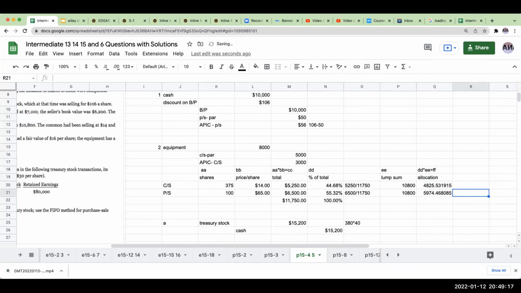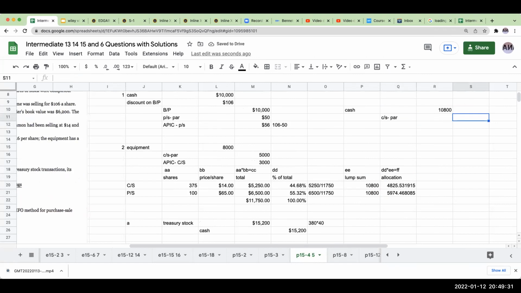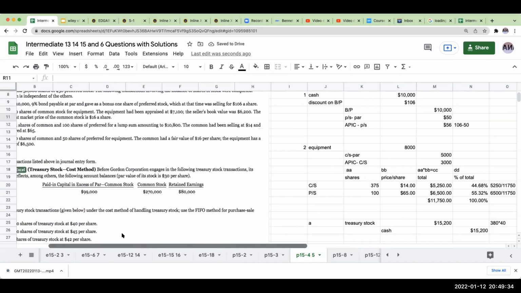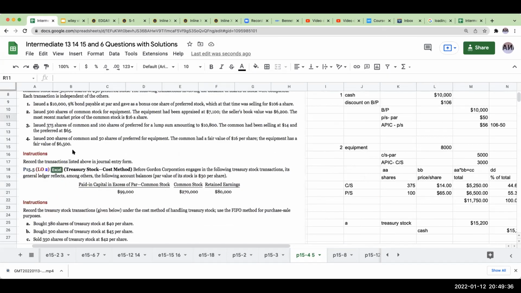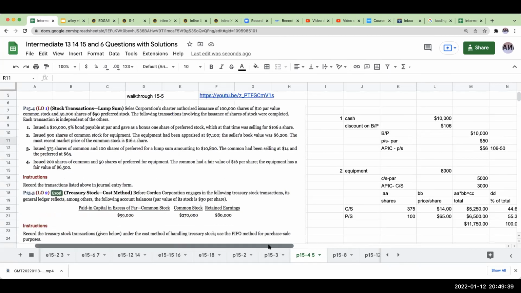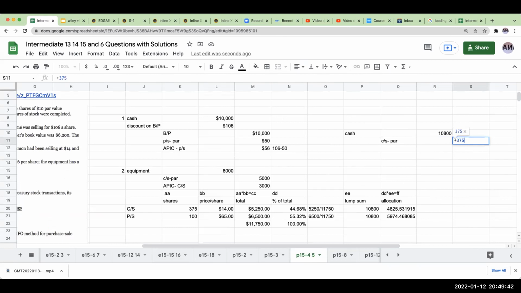Okay, so now that I've figured out my allocation for each, for the common stock we're receiving cash totaling 10,800. For common stock at par, I'm issuing 375 shares, and my common stock has a par value of $10 per share. So my additional paid-in capital common stock is going to be 4825.53 minus 3750, or 1075.53.